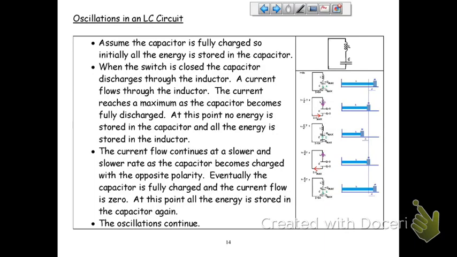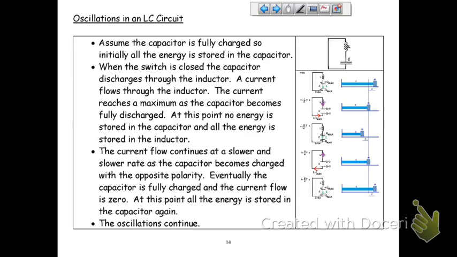The current reaches a maximum as the capacitor becomes completely discharged. At this point, no energy is stored in the capacitor, and all the energy is stored in the inductor. Remember that the term for energy in the inductor depends upon current flow. The flow continues at a slower and slower rate as the capacitor becomes charged with the opposite polarity. Eventually, the capacitor is fully charged in the opposite polarity. Current flow around the circuit is zero. At this point, all the energy is stored in the capacitor again, and the oscillation continues.